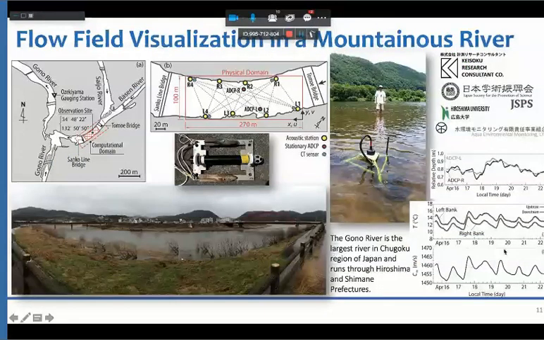To visualize the flow, I decided to go somewhere with less vertical complexity of flow structure. So I decided to go to a shallow freshwater river. Here we can see it's the Gono River. I didn't want to be in a straight reach of river because a straight reach means that there is no actual distribution in water. The streamline is going to be straight, so there was no point.